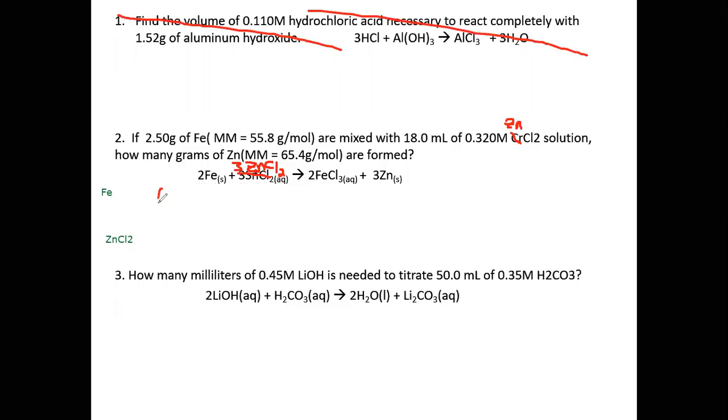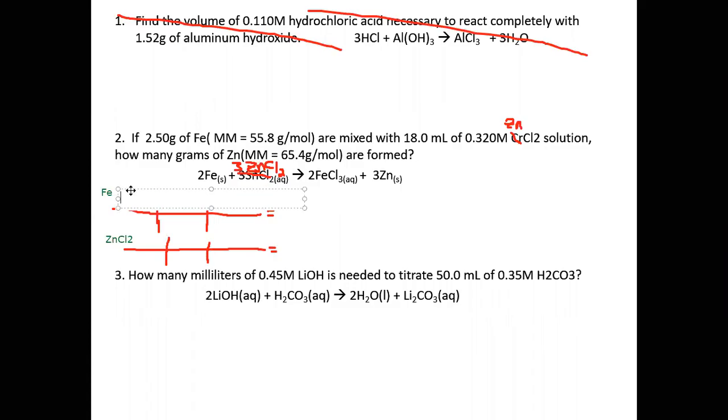The first one, we're going to take the mass of iron, convert it to moles of iron, and then to moles of zinc. Then for zinc chloride, we're going to take the molarity of the zinc chloride solution, convert it to moles. Then once we get the moles of zinc chloride, we're going to convert it to moles of zinc.